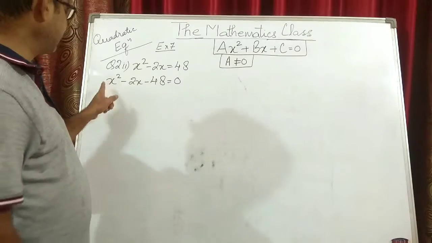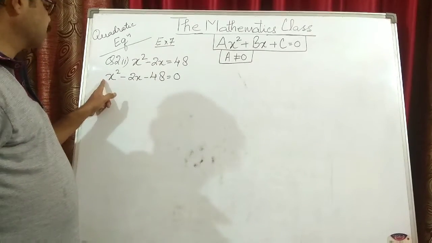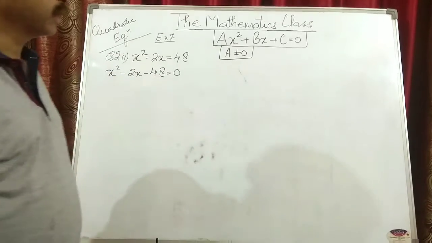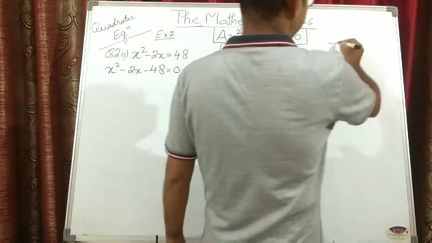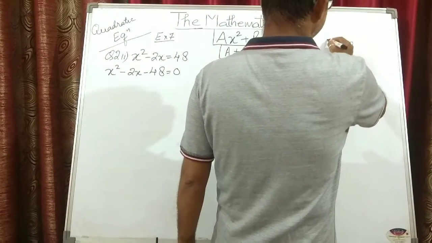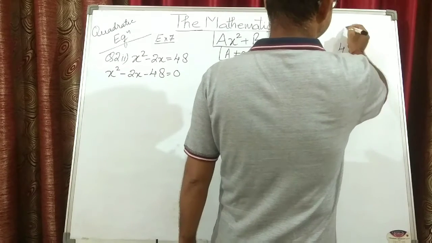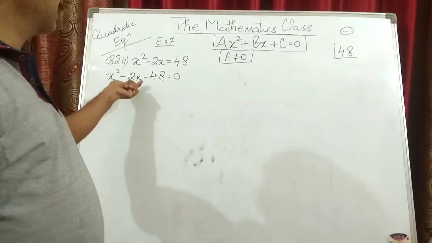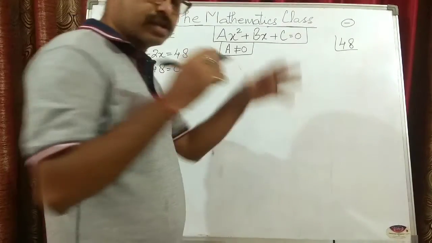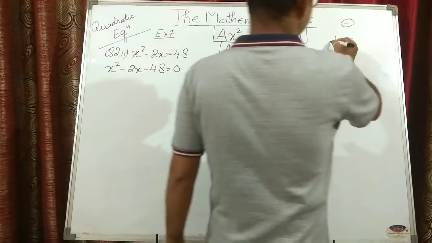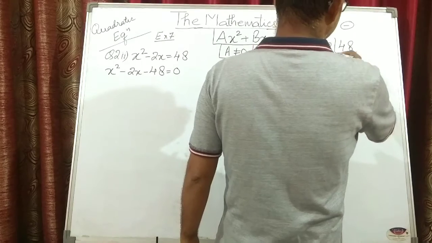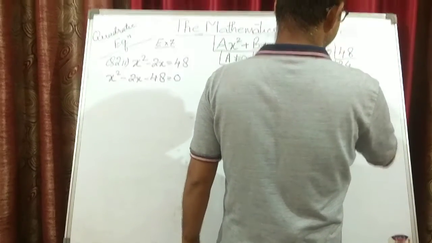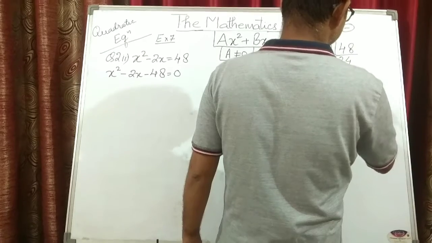Now you know that a and c are multiplied. a is 1, c is minus 48, so the result comes out to be minus 48. Minus 48 has to be factorized. I am keeping the minus aside and factorizing 48 so that we may get minus 2, or we will see what the factors are. 48 is 2 times 24, 24 is 2 times 12, 12 is 2 times 6, 6 is 2 times 3.